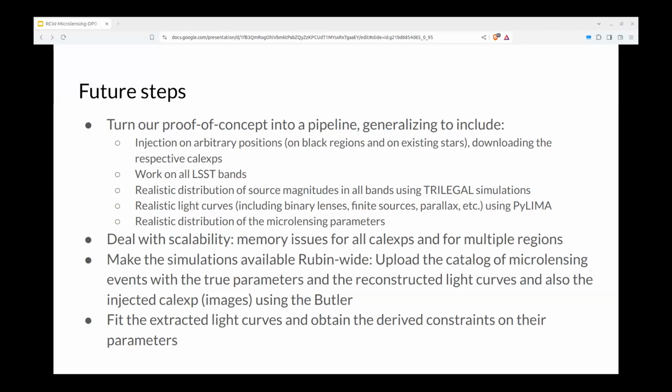Also, we need to make it scalable to more calexps and multiple regions. Here we are having some memory issues yet, but we are getting there. And we want to make the catalog with the true parameters, sorry, and the injected calexps available for everyone here with the Butler. Finally, to fit the realistic light curves and derive the constraints. That's it. That was what I wanted to tell you. Thank you so much.